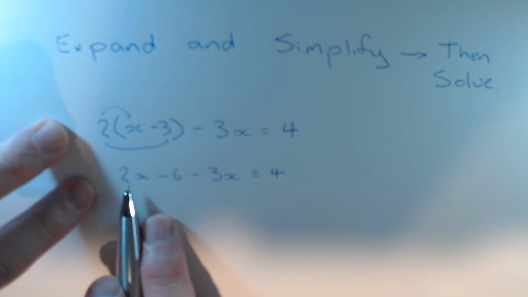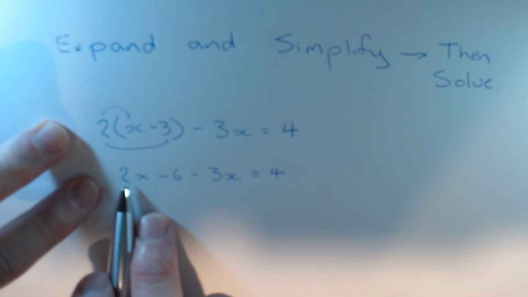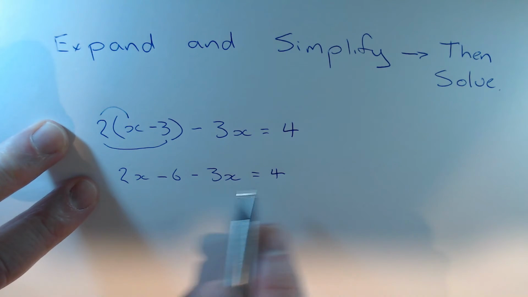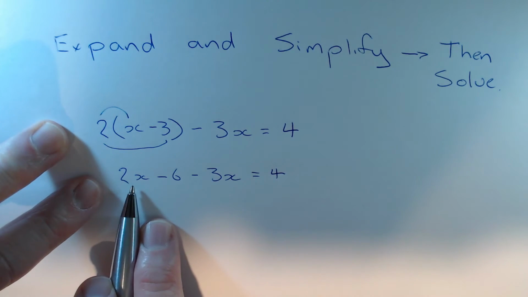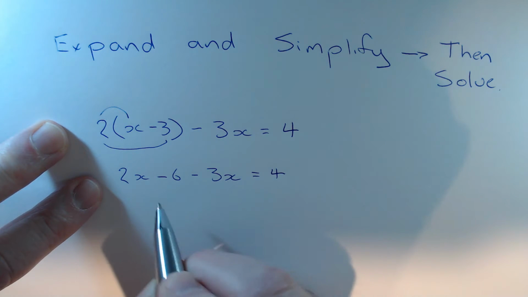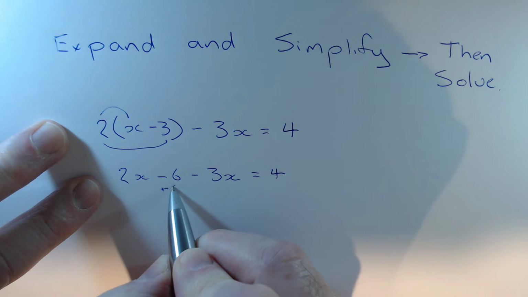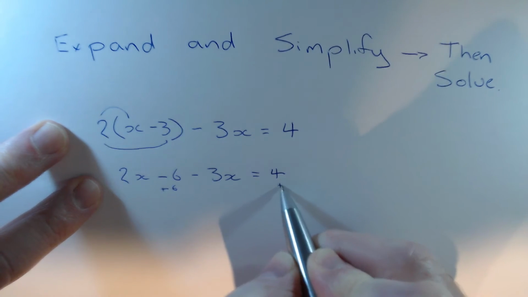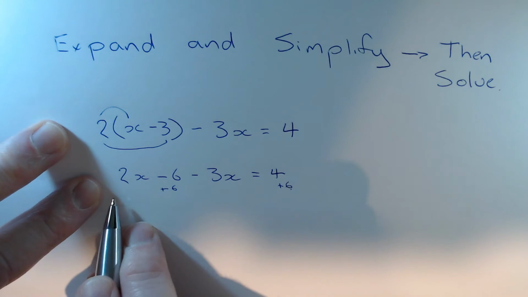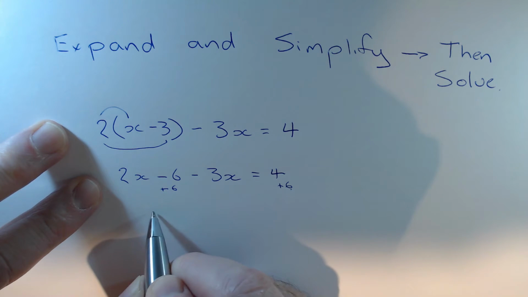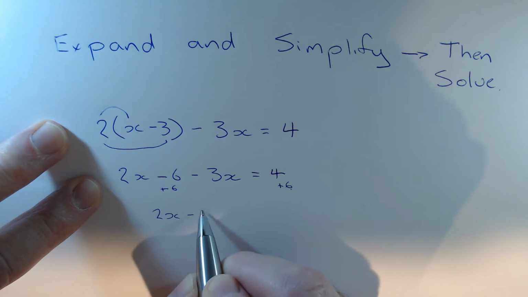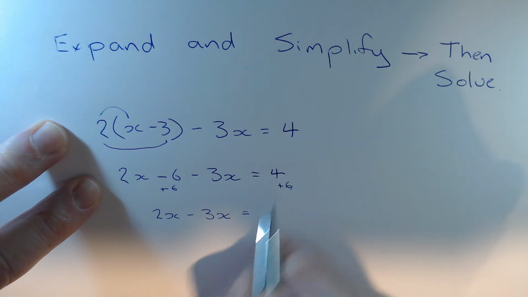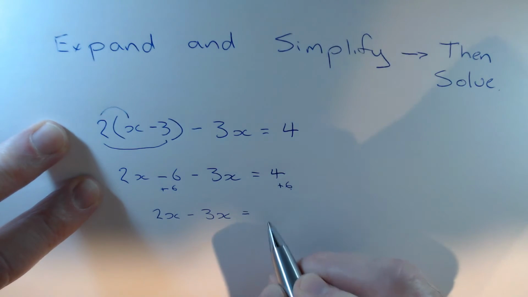We simplify by collecting the like terms. So we need to get all of the terms that have the pronumeral x on one side and all of the constants on the other side. On the left hand side we're going to add 6 to get rid of this 6 here, and whatever we do to the left hand side we also have to do to the right hand side. So on the left hand side we end up with 2x minus 3x, because the 6's cancel each other out, and on the right hand side we end up with 4 plus 6, which gives us 10.